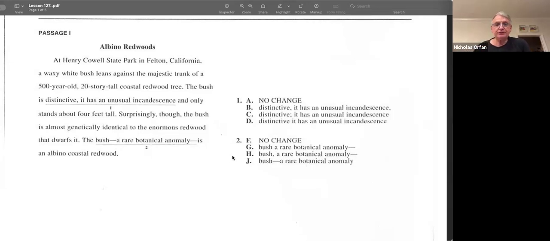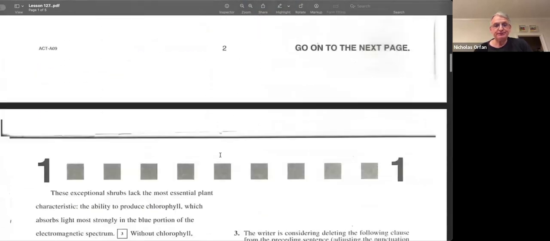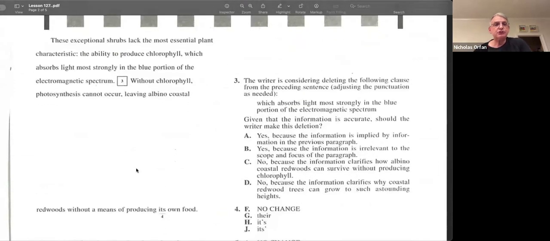Okay, let's move on to our next. There we go. These exceptional shrubs lack the most essential plant characteristic, colon, the ability to produce chlorophyll, comma, which absorbs light most strongly in the blue portion of the electromagnetic spectrum.